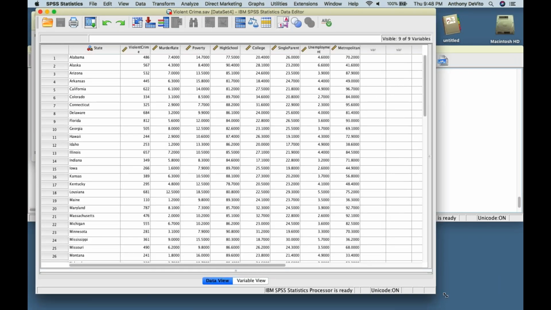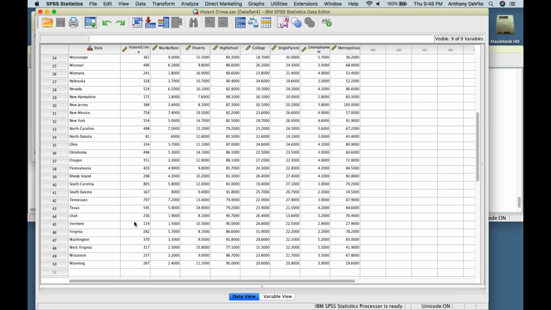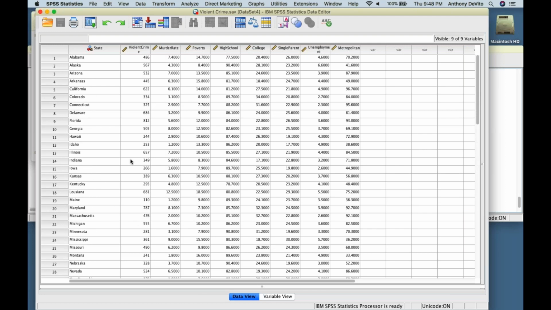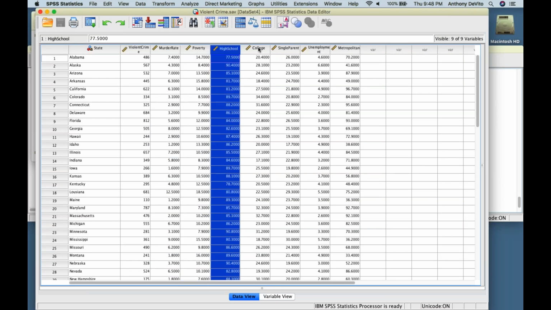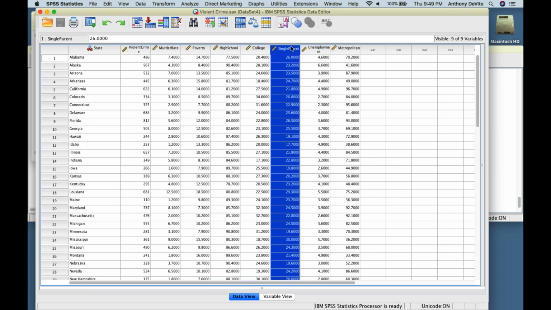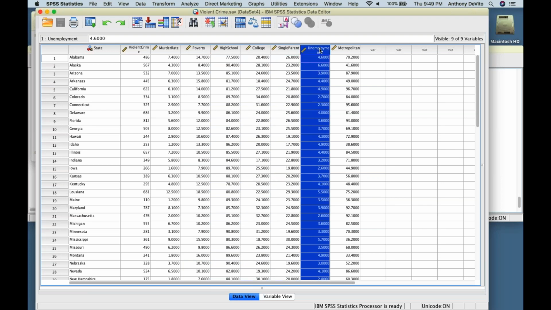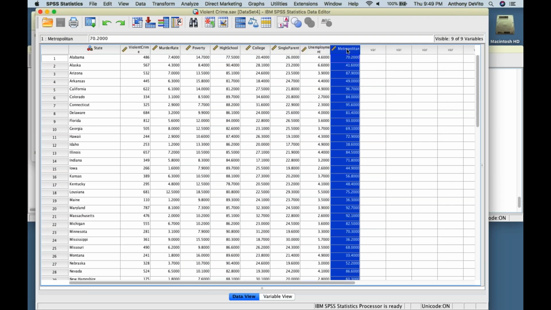We have all the different states here, right? And for each different state, we have the murder rate, the rate of poverty, percentage below the poverty line, I would guess. We have the percentage that graduated high school, percentage that have some college, the percentage of single parent homes, the unemployment percentage for that state, and some sort of rating that rates as either metropolitan or not metropolitan. But a lot of numerical variables here, right?